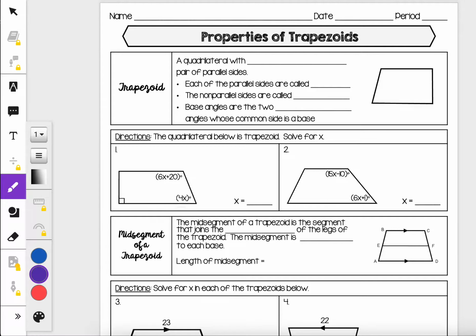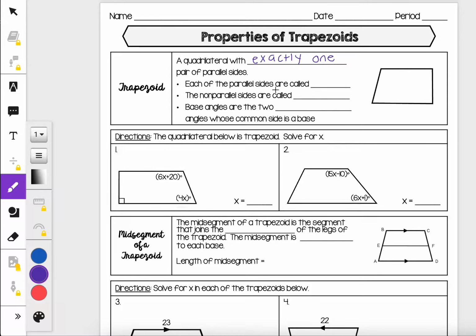Today's video is on properties of trapezoids. So a trapezoid is a quadrilateral. You can see that it has four sides. A trapezoid is not going to be a parallelogram though. A trapezoid is a quadrilateral with exactly one pair of parallel sides.